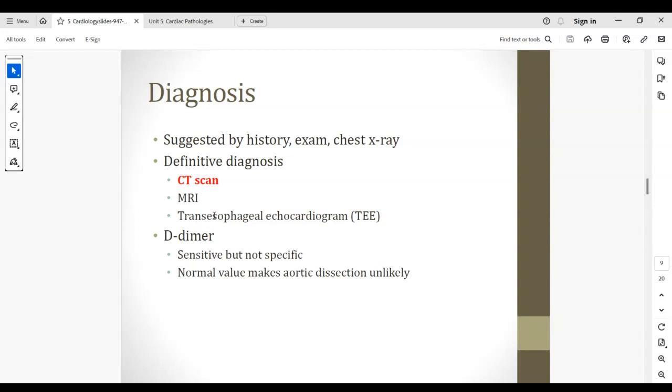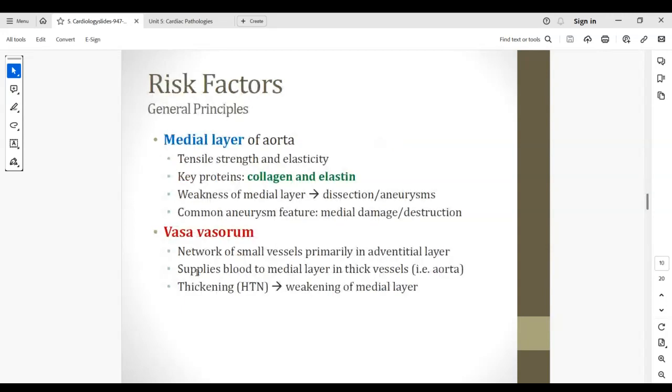This goes through the esophagus until it reaches the left atrium, and because the esophagus is very close to the left atrium and to the aorta, it can visualize this area, and they can know if aortic dissection happened or not. Also, one of the markers is D dimer. D dimer is a sensitive but not a specific marker. And if somebody has aortic dissection, it is unlikely to have normal values for D dimer.